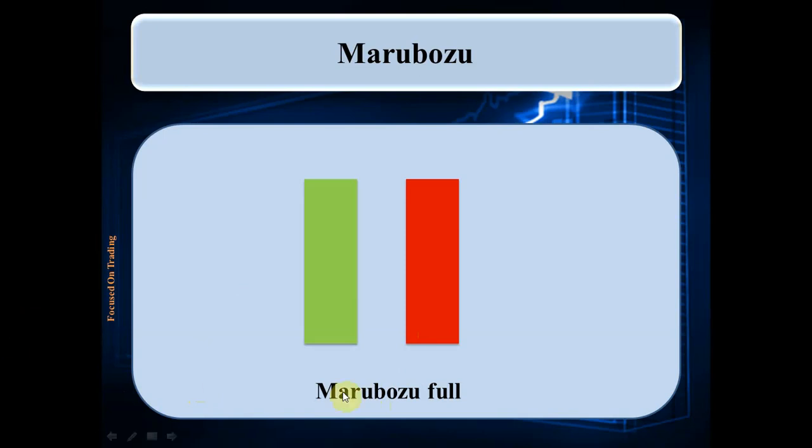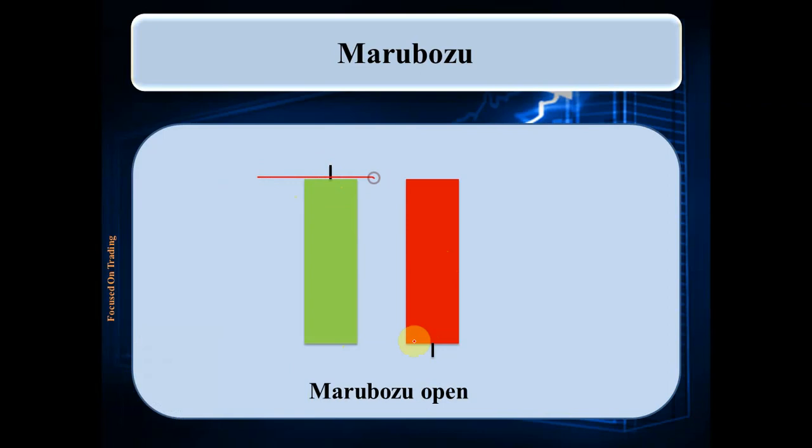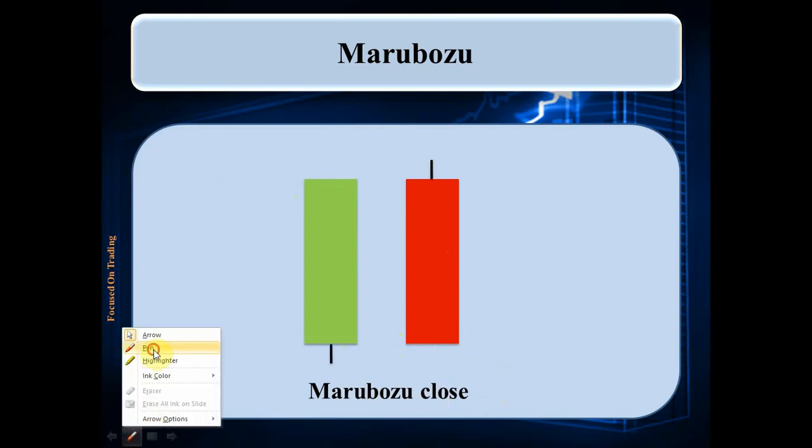In this picture, the left candle indicates a green, bullish Marubozu, and the right one shows the bearish Marubozu. Sometimes there is a small upper or lower wick. If the wick is near the close of the candle, we call it Marubozu open, as is clear in the picture. And if we have a small wick close to the open of the candle, then it is called Marubozu close.